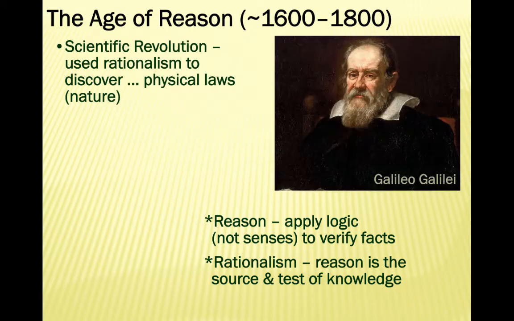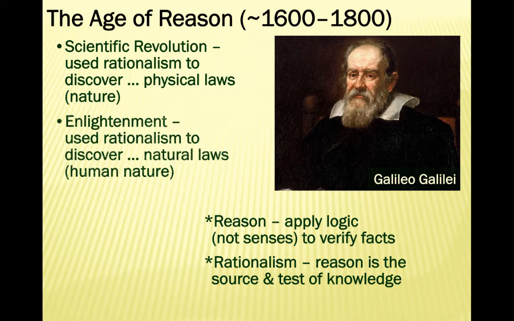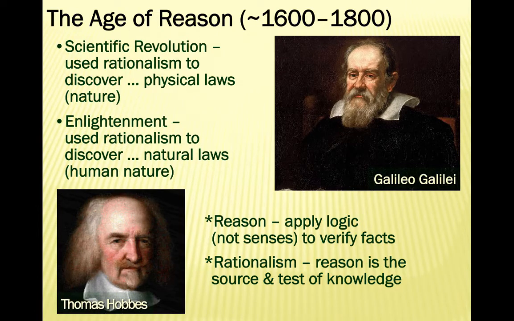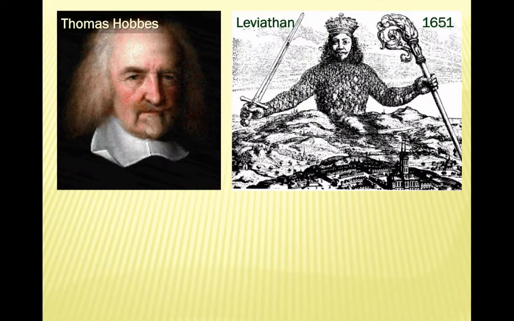It was during the scientific revolution that rationalism was utilized to discover the physical laws of nature. And this led to an era we call the Enlightenment, where rationalism was used to discover the natural laws of human nature. The person who really laid the foundation for the Enlightenment to begin was an English philosopher named Thomas Hobbes. And in 1651, during the time of the English Civil War, he wrote his seminal work, Leviathan.